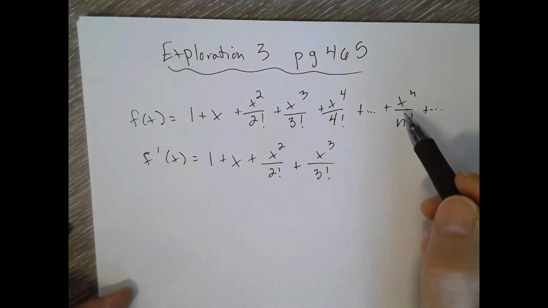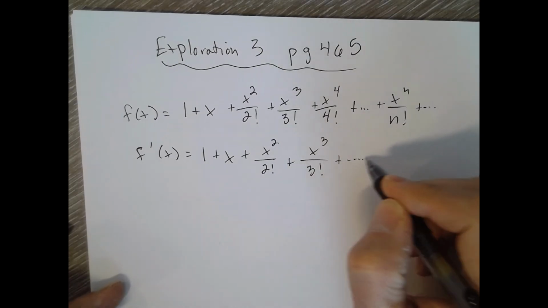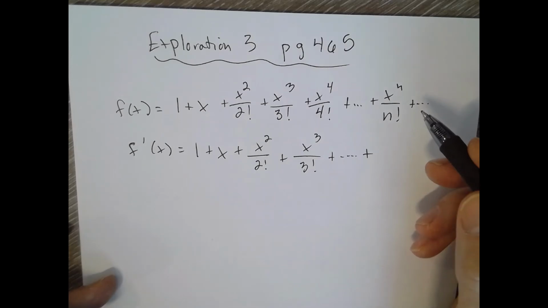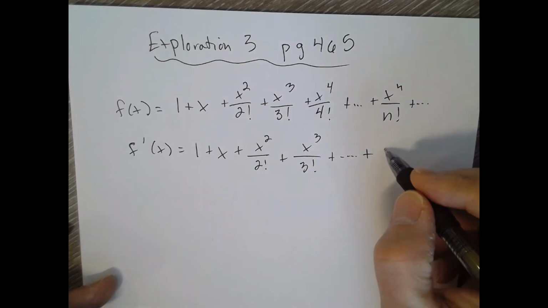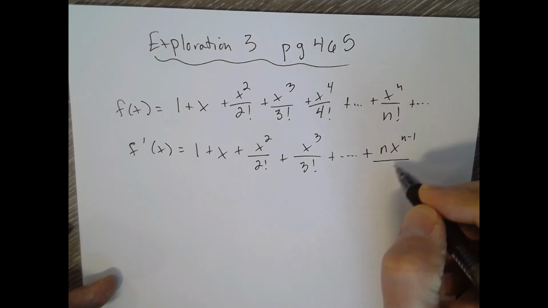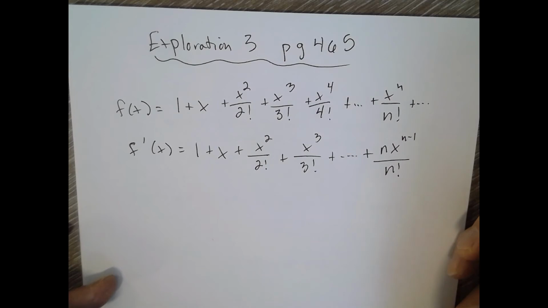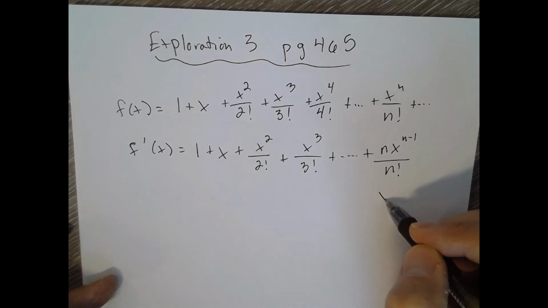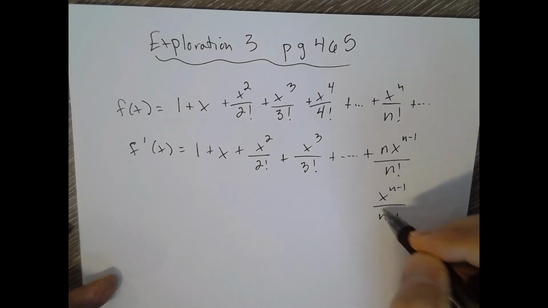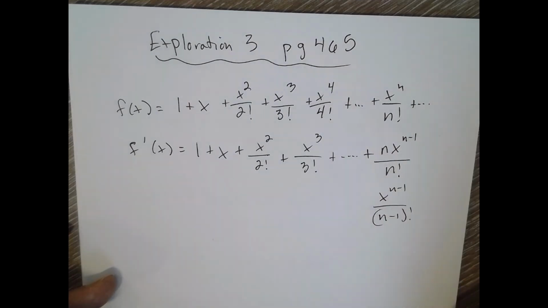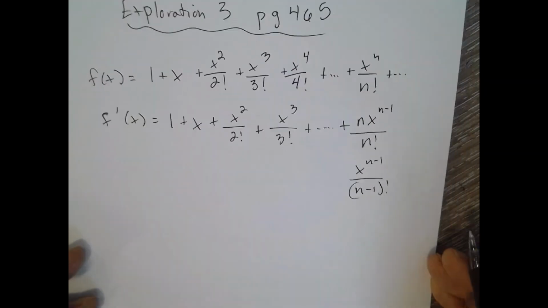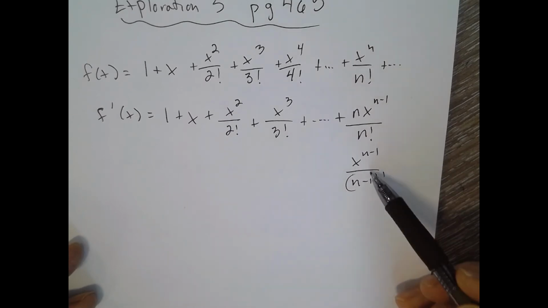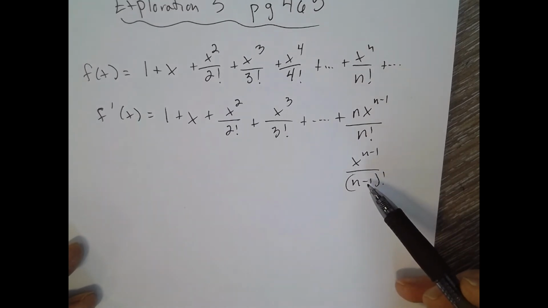So the derivative of x to the n gives you n x to the n minus 1 over n factorial. Well, these n's cross off, right? So it's going to be x to the n minus 1 over n minus 1 factorial. Is that what you said? Okay. So that's like the n minus 1 term. You just started 1 earlier.